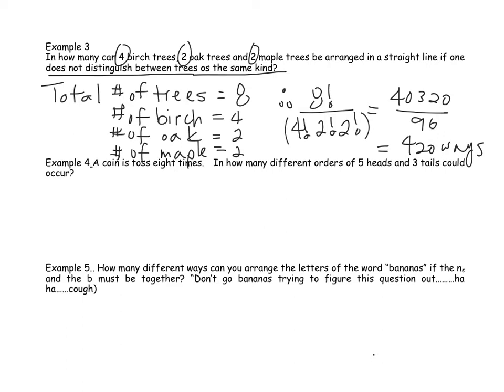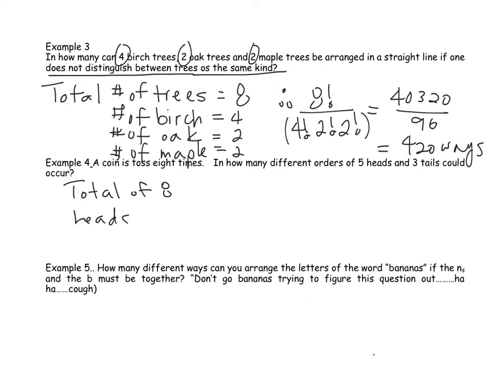Okay, all right. So in the next example, we've got a coin is tossed 8 times. How many different orders of 5 heads and 3 tails could occur? Okay. And again, we're going to divide out the 5 factorial and the 3 factorial. And we've got a total this time of 8 different times. We're going to toss the coin.